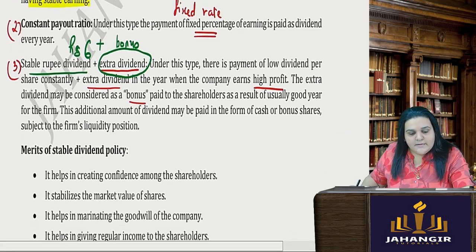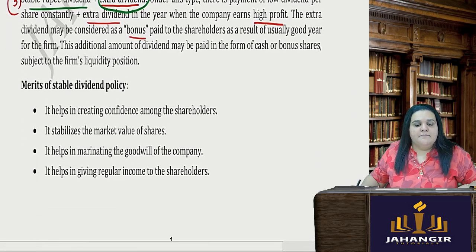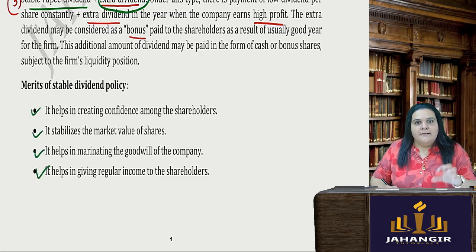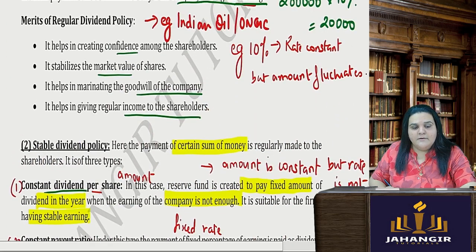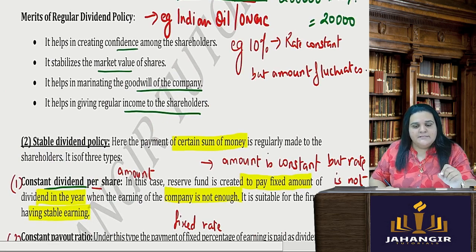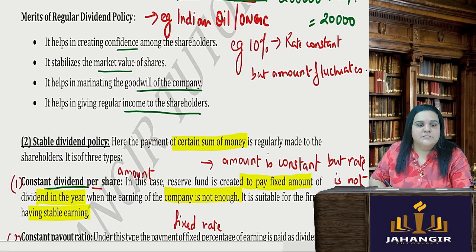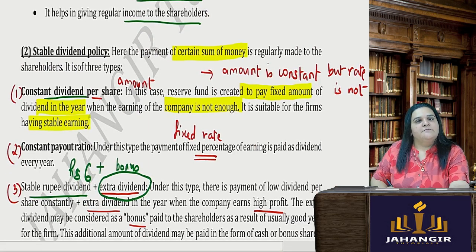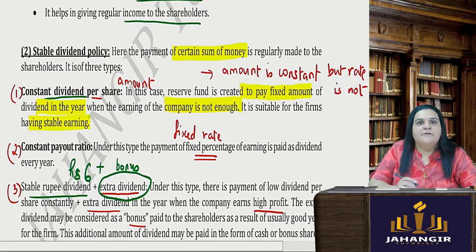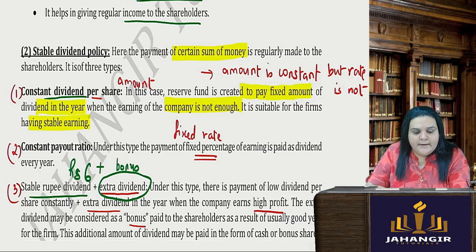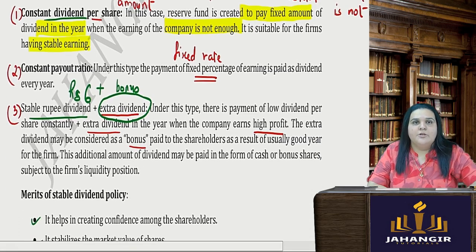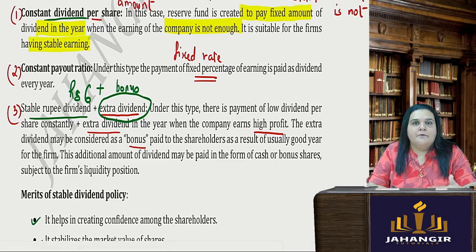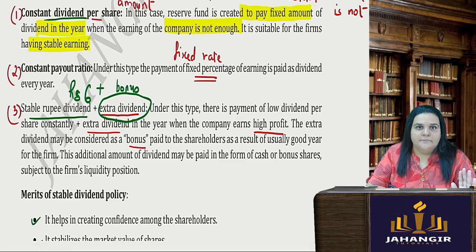So merits of stable dividend policy, again the same thing. All the merits are the same. So if you see, it is more or less the same thing. In the regular dividend policy, the percentage is fixed, the amount will keep changing. Here a certain amount of money per share is fixed, the rate can be different. And an extra dividend is paid in the stable rupee dividend policy only if there is a high amount of profit in that given year.